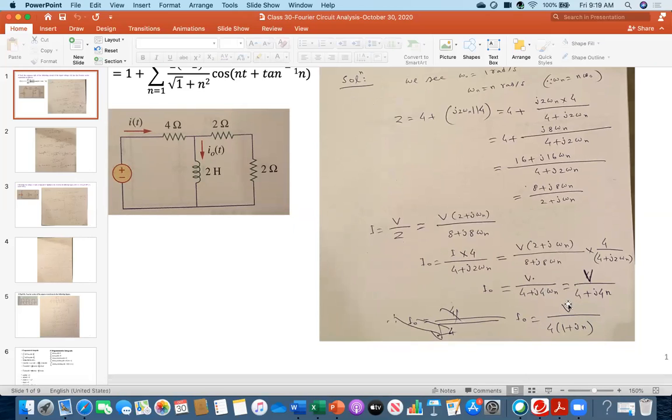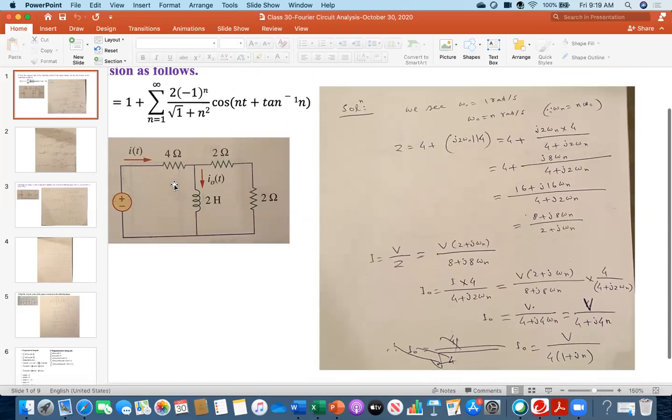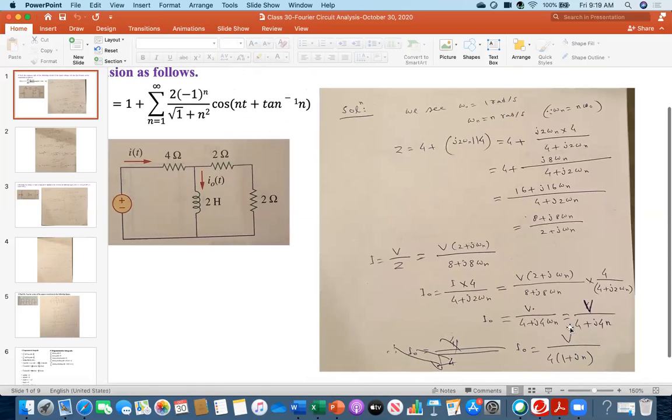Now you see there is V. This V means this source. Now you have to consider it twice, this is your general format. First you consider if V is 1, then what? And if V is this, then what? What is the I naught? And then you just sum up. That's all.